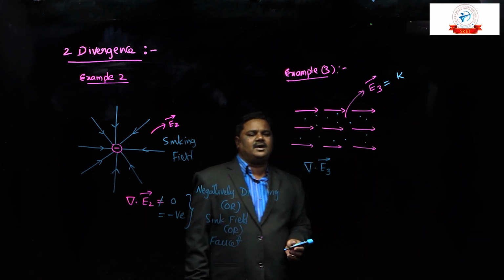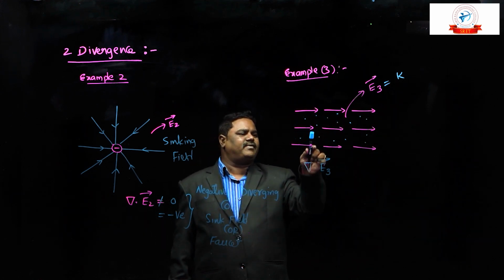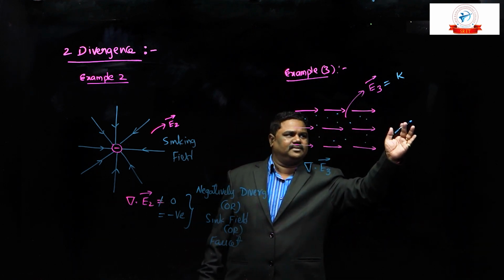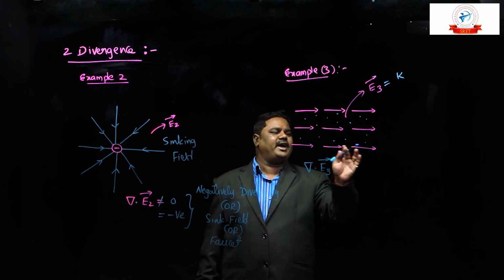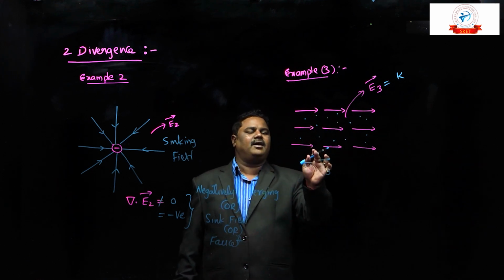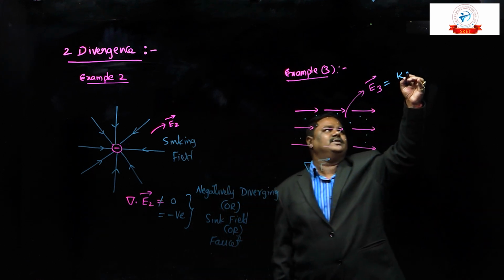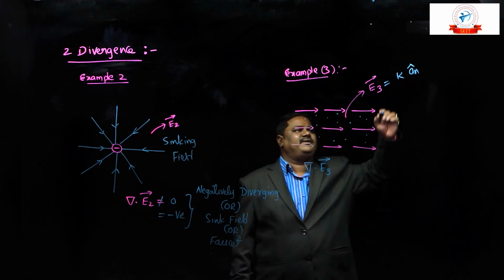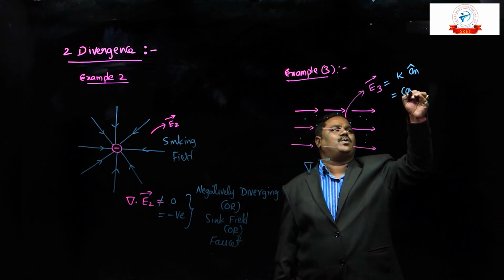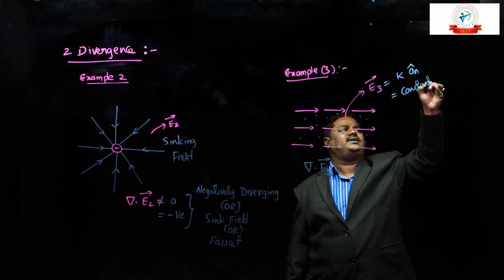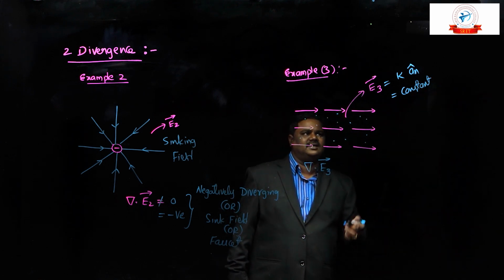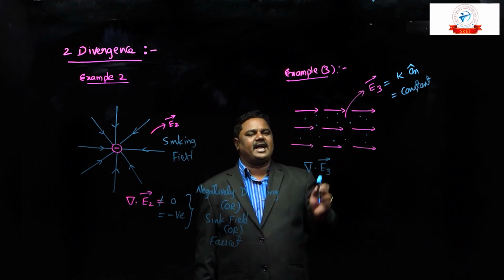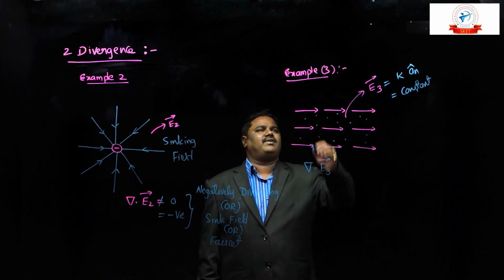Also observe the direction of all the arrows. All the arrows are pointing to the right. That means at every point the field direction is to the right, or the field direction is constant. So the direction of the field is also constant. Completely, we can say that the field E3 bar is a constant. It has a constant magnitude and constant direction. Or we can say the field at every point is the same for the diagram shown. Such a field is called a uniform field.